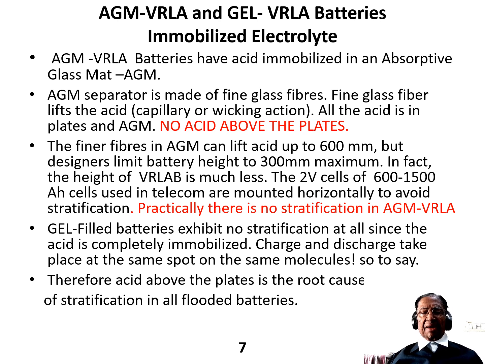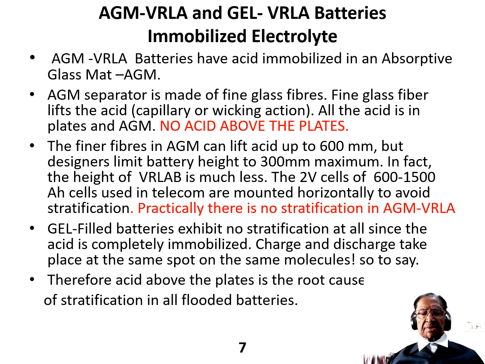The AGM VRLA batteries have acid immobilized in an absorptive glass mat, AGM. The absorptive glass mat separator is made of very fine glass. Fine glass lifts the acid by capillary action. It lifts the acid, capillary action it's called, like a wicking action you can call it, like the wicking action in an ordinary oil lamp.